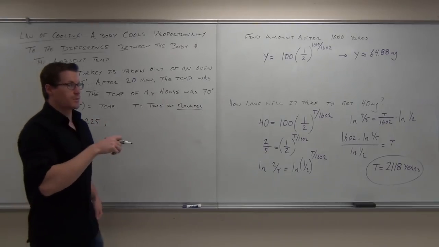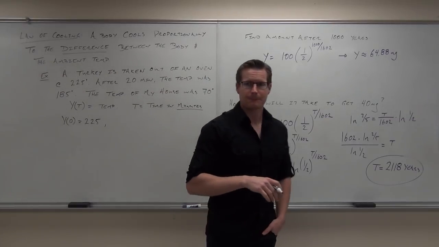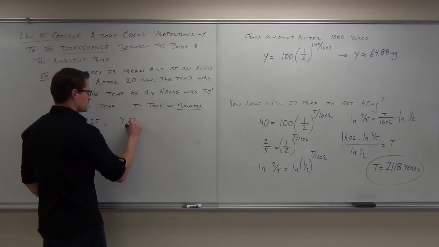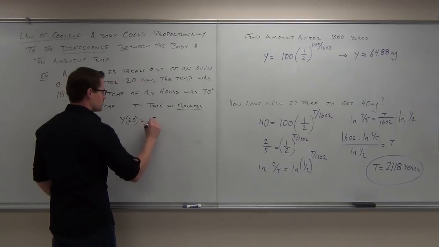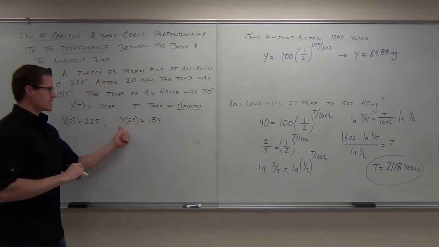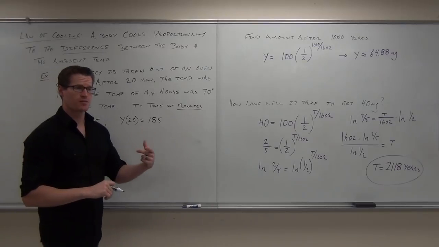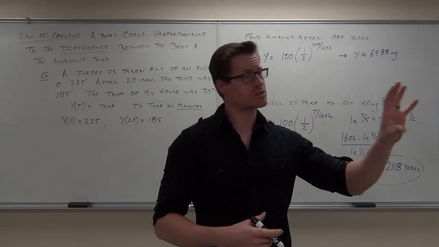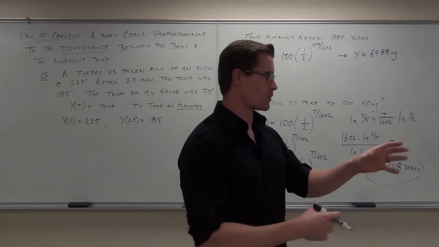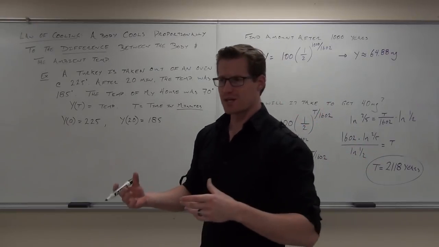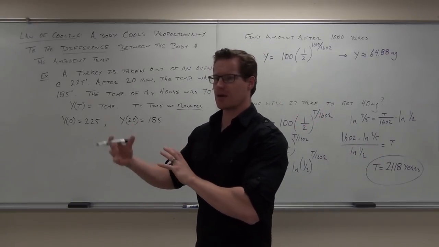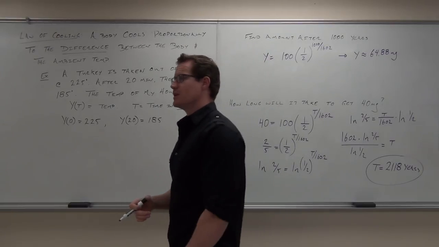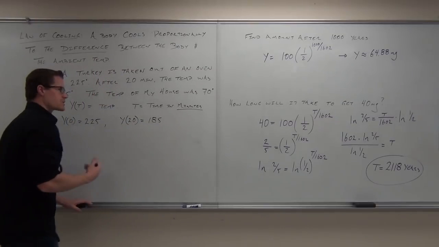Do we know anything else about this problem right now? After 20 minutes. How am I going to write that? y of 20. Good. So it says the temperature after 20 minutes was 185. That's the two pieces of information I know. We always need those two pieces of information, where we're starting and how that temperature is declining, or how the population is growing. We need another piece of information to be able to solve for our e to the k or our k, or whatever we're talking about in each case. So far, so good?